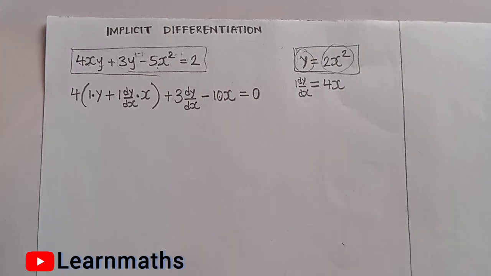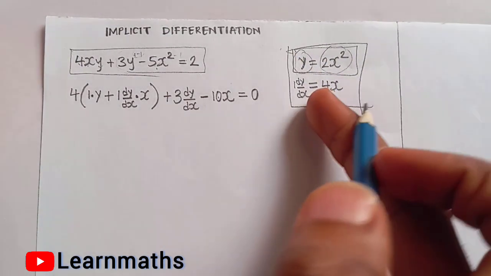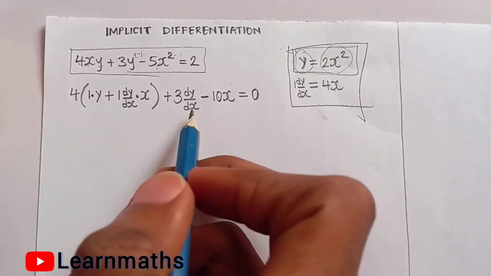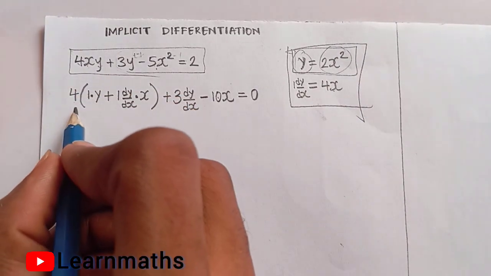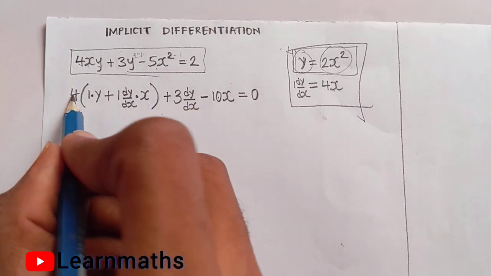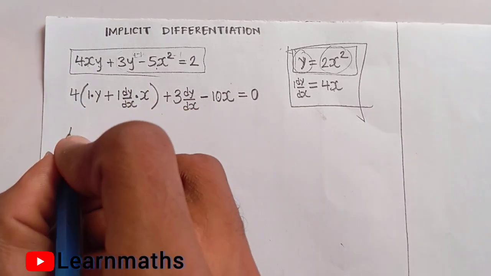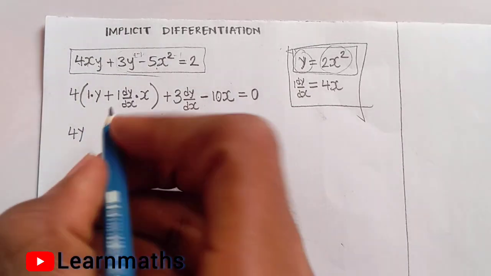Differentiating the right hand side, we got 4x. So that's actually implicit differentiation there. So let's proceed. Let's continue with the operation we're carrying out here. Now I'm going to open this bracket with the constant 4. So this is going to be 4y. If you multiply 4 with 1y, that's 4y.